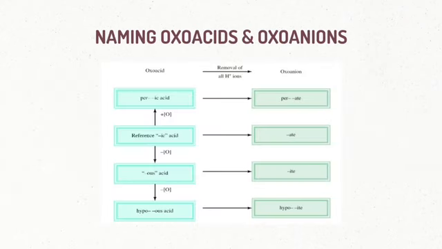There is a direct relationship between the name of an oxo acid and its corresponding oxo anion. If an acid ends in ic, its anion ends in ate. If an acid ends in ous, its anion ends in ite. Adding an oxygen atom to the ic acid gives it the per prefix. Removing an oxygen atom leads to the ous suffix and eventually the hypo prefix.